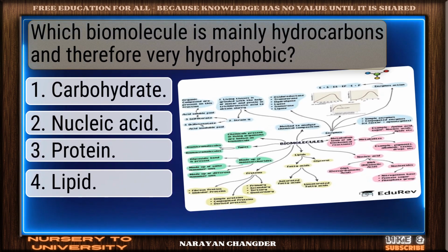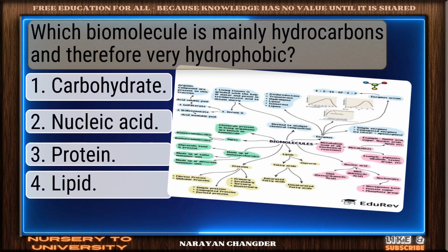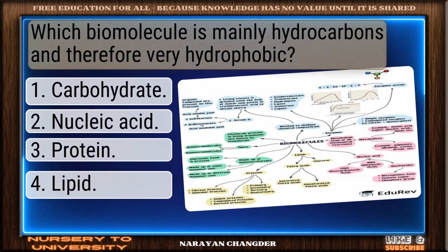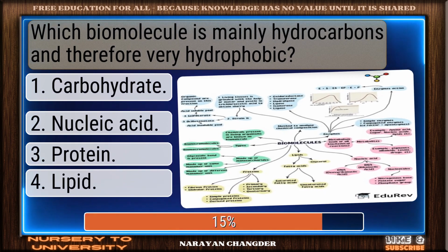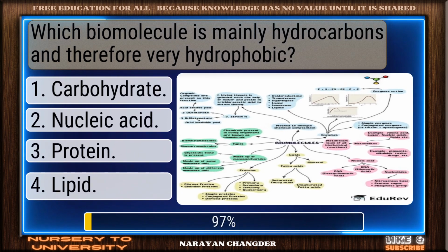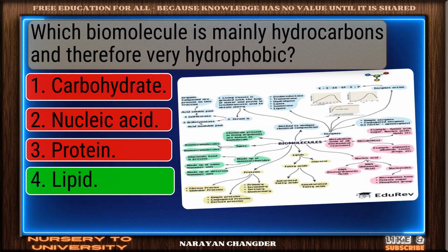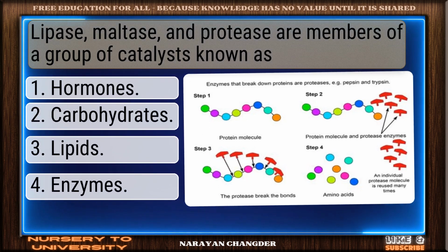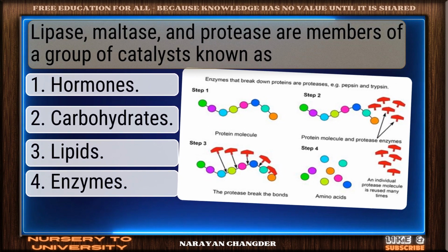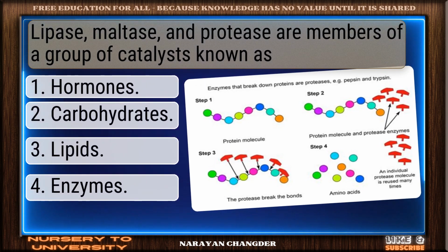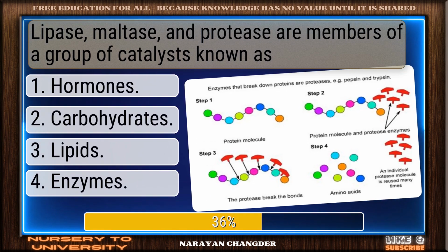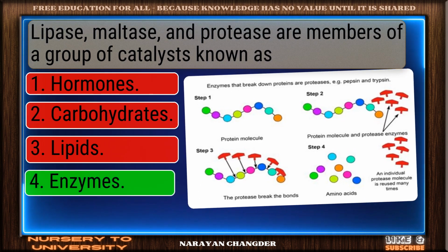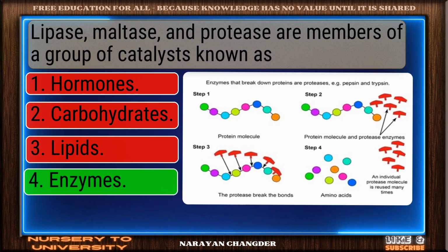Which biomolecule is mainly hydrocarbons and therefore very hydrophobic? Correct response. Lipid is accurate. Lipase, maltase, and protease are members of a group of catalysts known as. Smart move. Enzymes is accurate answer.